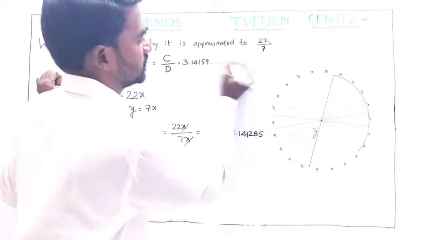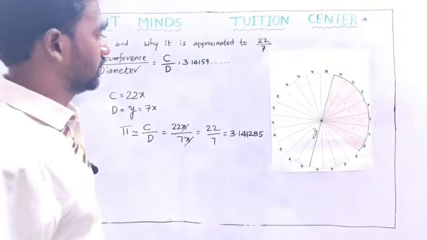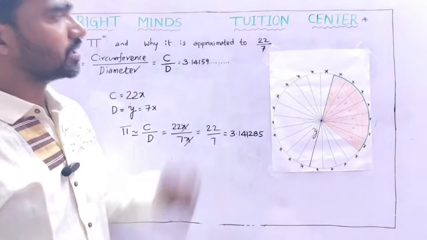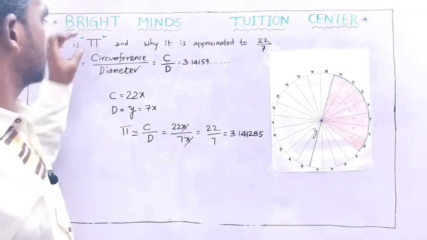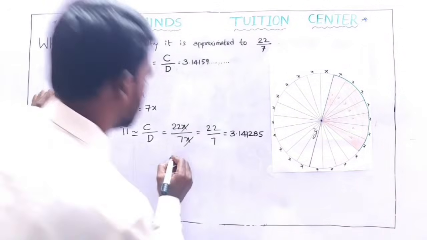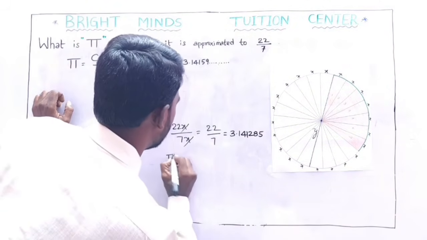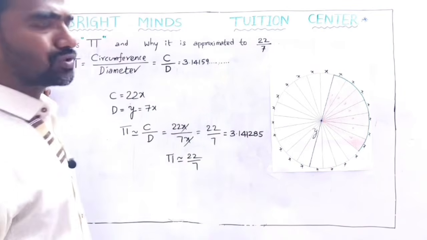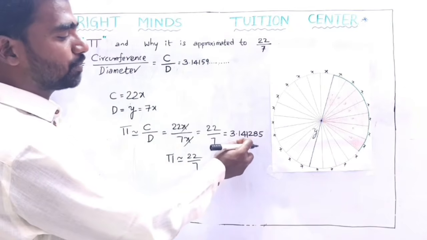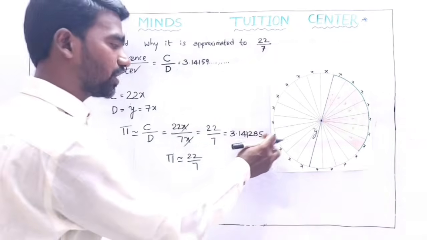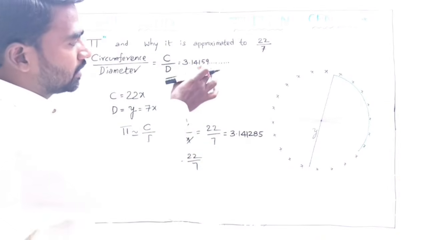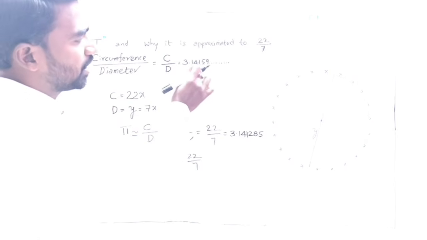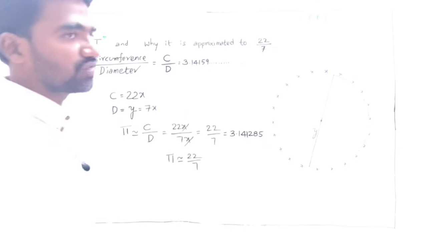Now, if you observe the pi value calculated by Archimedes, the exact value is irrational, which is 3.14159 and so on, up to infinity. Aryabhatta and Bhaskara approximated the irrational number pi to the rational number 22 by 7. Here the 22 by 7 value is 3.141285 and so on. The exact pi value is 3.14159 and so on to infinity.